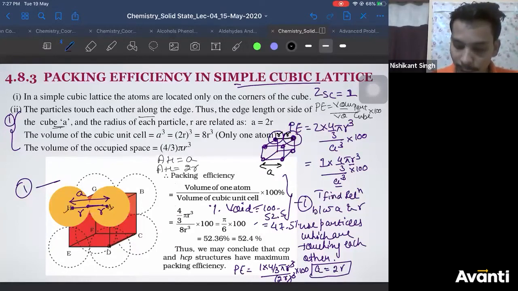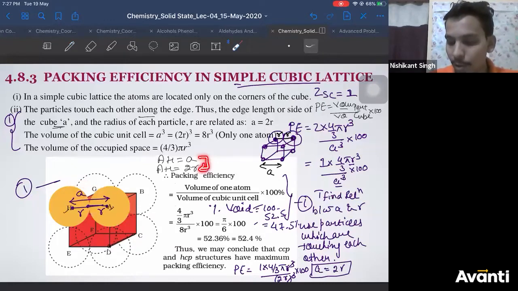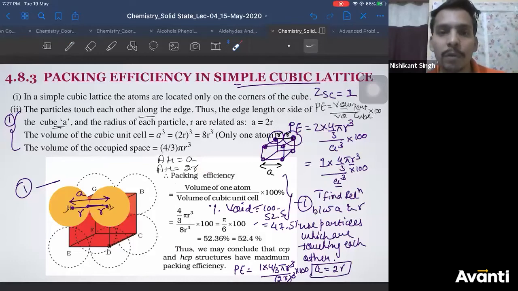But we have already said AH is what? Edge length A. So that means A is equal to 2R. This is the relationship we will use. Now what I did was, I substituted A equals 2R here. So you can see here, I have kept the value of A as 2R whole cube. Now R cube will get cancelled, and when you simplify this, your number will come out to be 52.4%.